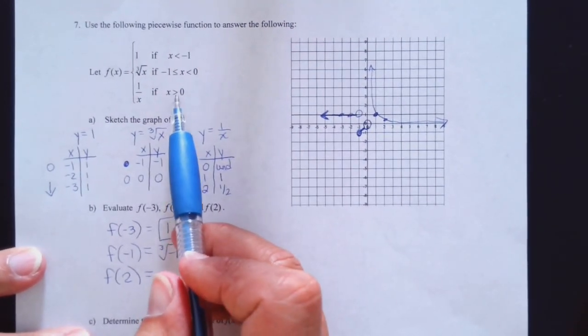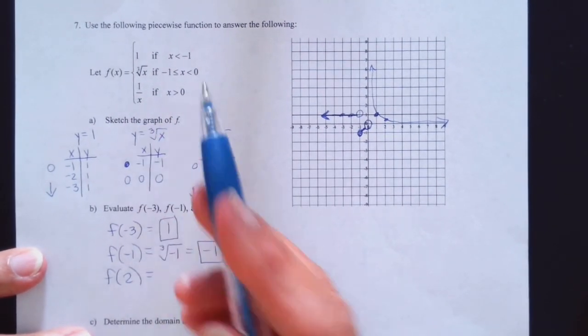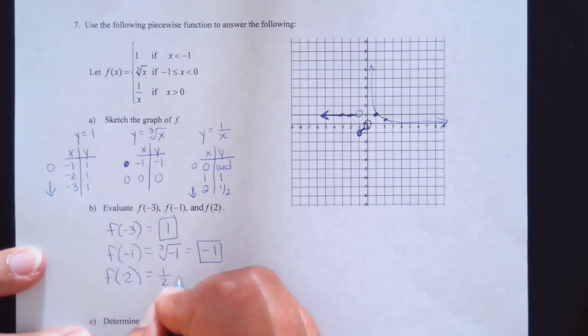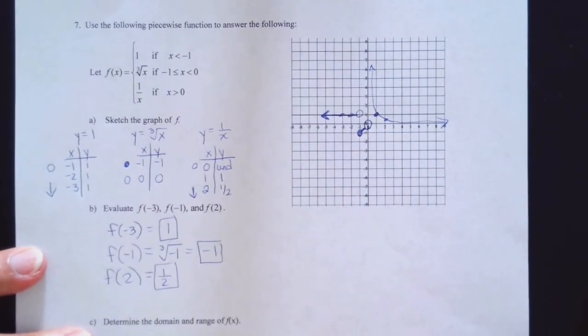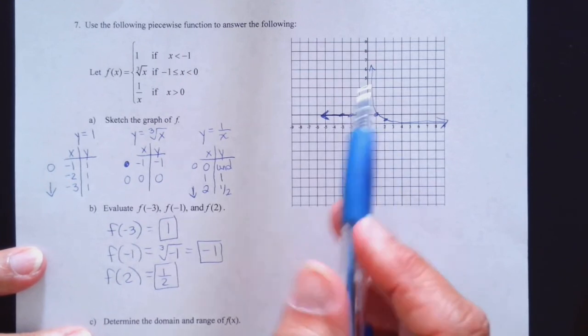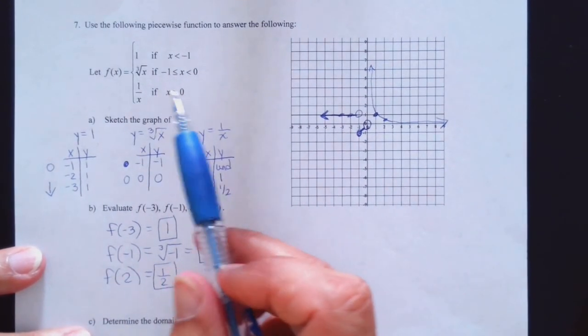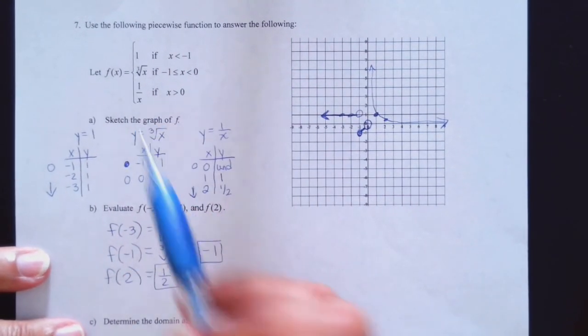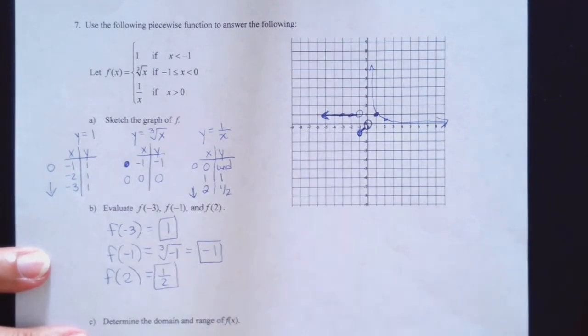Well, 2 is definitely greater than 0, so I'm going to put it in here. So that would be 1 over 2, which is 1/2. Now, you could get the values from here as well, but I just want you to get used to this because you're not always going to graph. You may just have this to answer those function questions, okay?